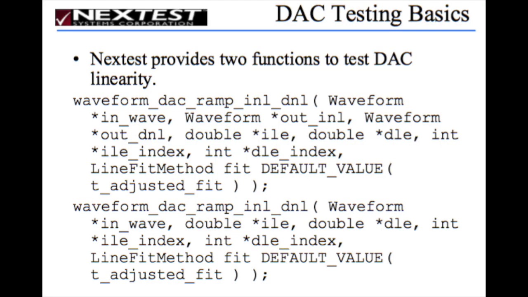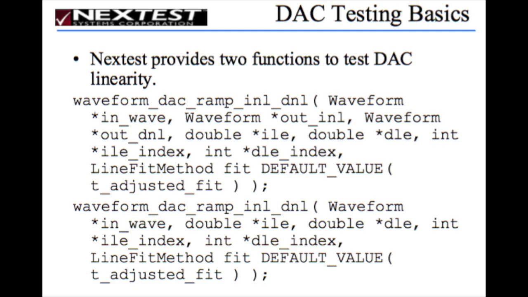So there's waveform, DAC, ramp, INL, DNL. You give the waveform. It gives you 2 waveforms, waveform out INL and waveform out DNL. So you give it two waveforms to put the INL and DNL waveform into. And it gives you the double INL and double DNL. And then it gives you a choice of methods.